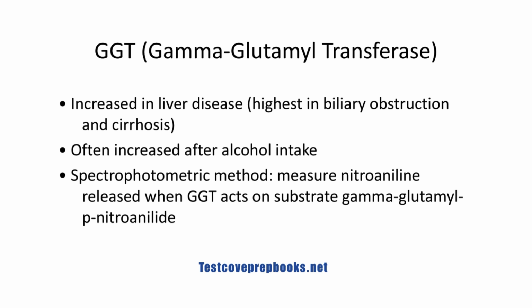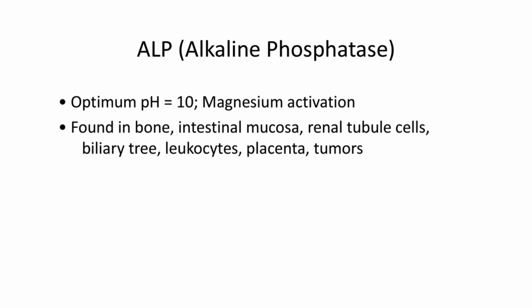The measurement is done spectrophotometrically by detecting nitroaniline released when GGT acts on its substrate, gamma-glutamyl p-nitroanilide. Next is alkaline phosphatase, or ALP. This enzyme functions best at a pH of 10 and requires magnesium for activation.